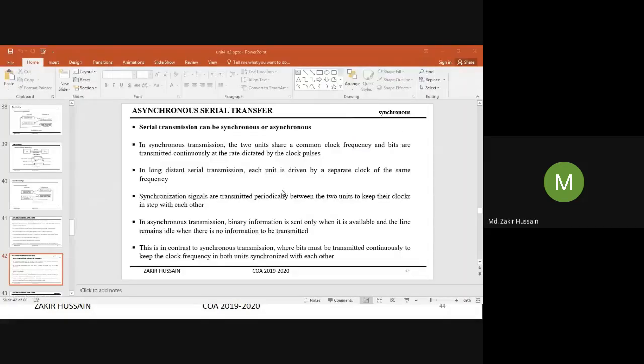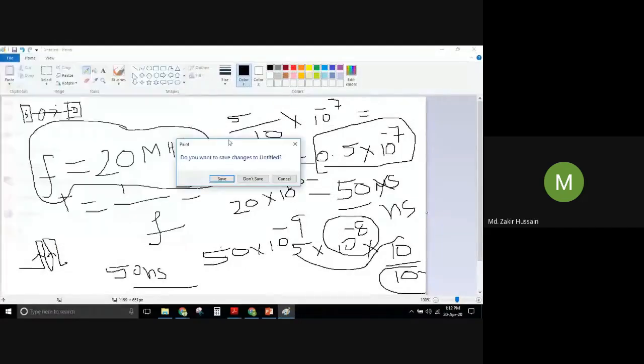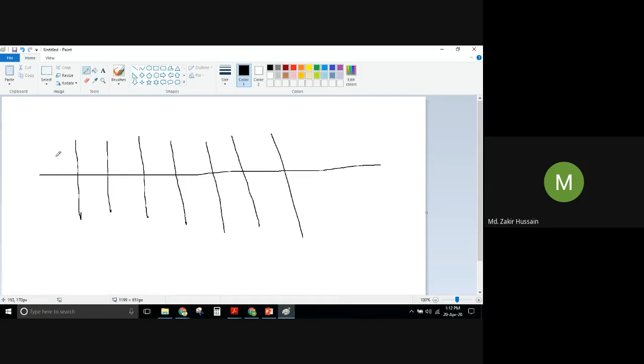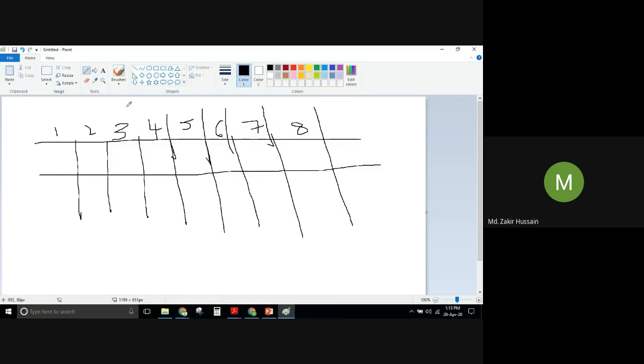So let us quickly go there. Let us take this one. Let us segment like this. Let us put here 1, 2, 3, 4, 5, 6, 7, 8. So these 8 actually comprise our character code, the actual bits.